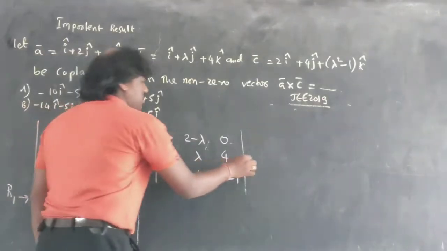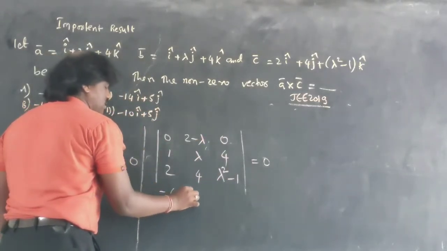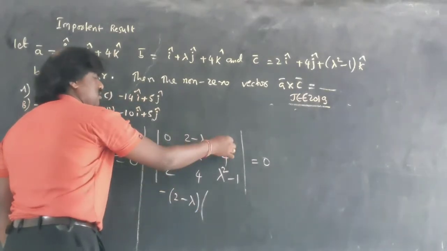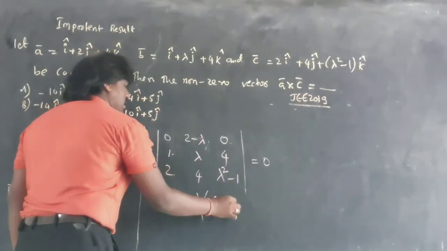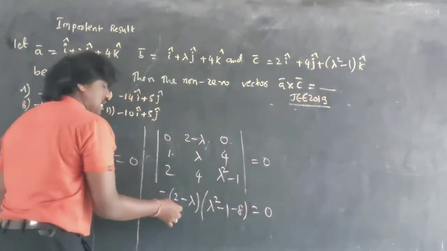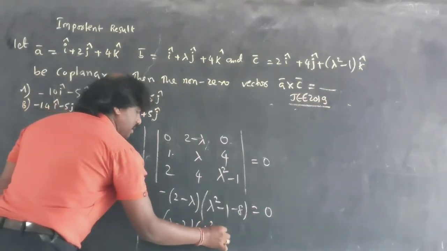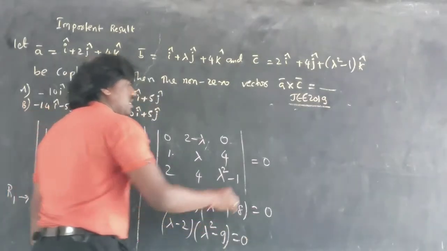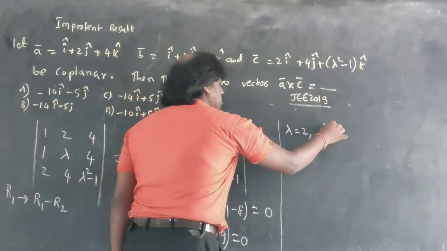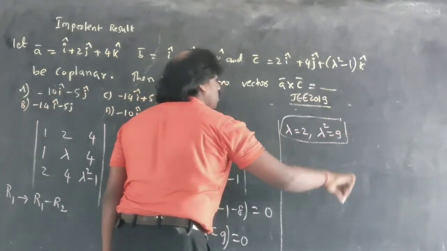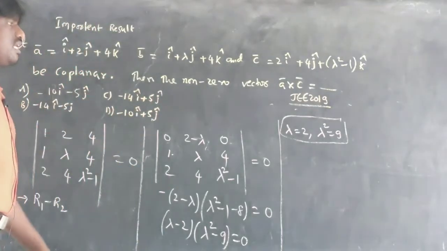Then this value is how much here? 0. Now you can open the determinant. As you know, this opens with minus of 2 minus lambda times this, and this is 0, no use, so this is closed. So 1 into lambda square minus 1 minus 8 is equal to 0. It means, multiplying with minus, lambda minus 2 into lambda square minus 9 is equal to 0. So I finally got lambda is equal to 2 and lambda square is equal to 9. I got these two. Now I have to apply any one of these to give the answer.